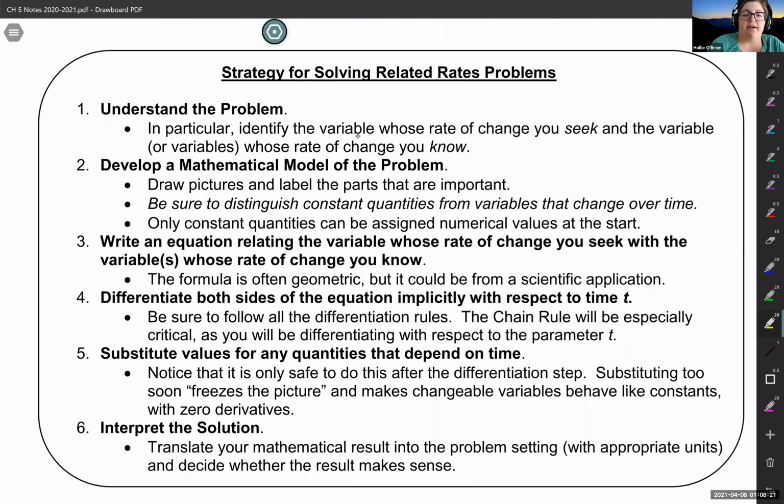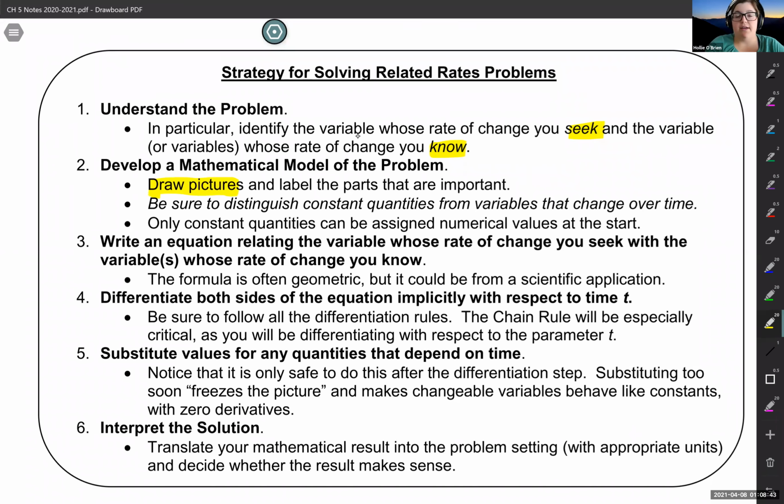So identify the variable whose rate of change you seek and which ones you know. So understand what the heck is the problem? What is going on here? A big one is draw a picture. I drew triangles. Oh my gosh. Well, it's not always going to be a triangle. Maybe it's going to be a cylinder. Maybe it's going to be something else, but draw a picture and label the parts that are important.